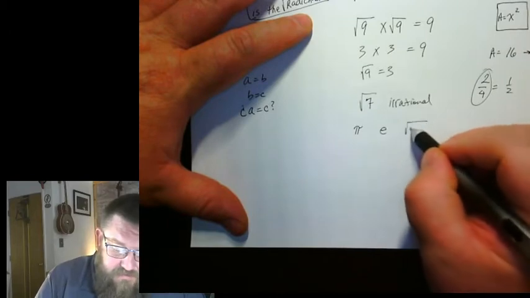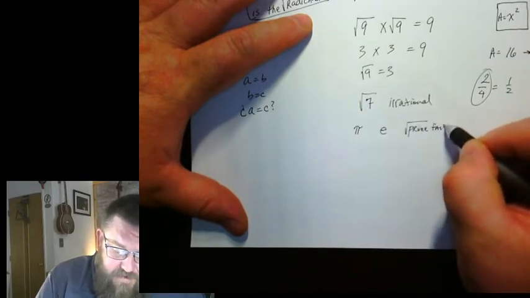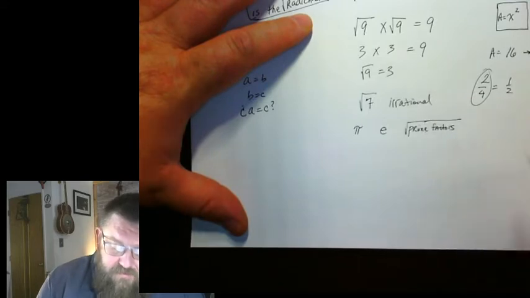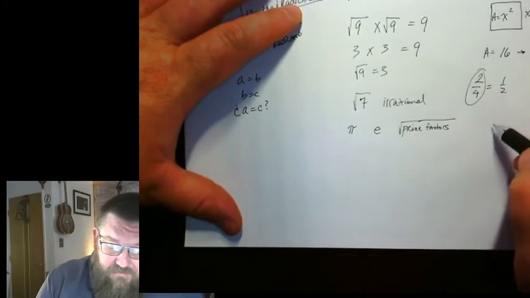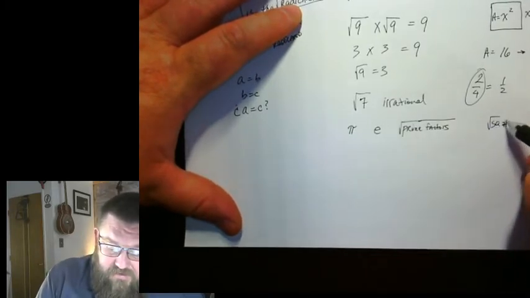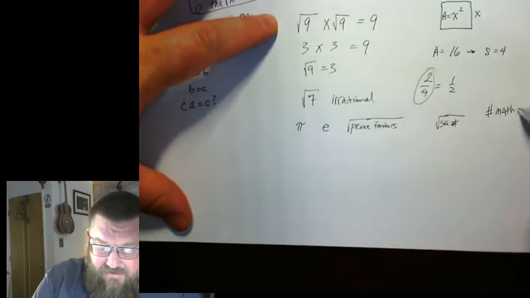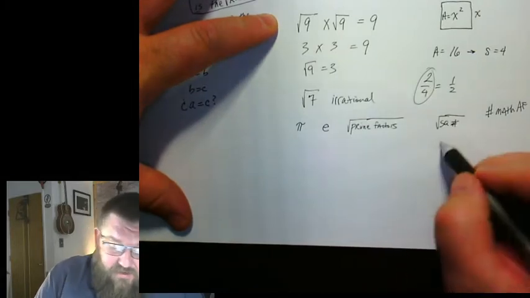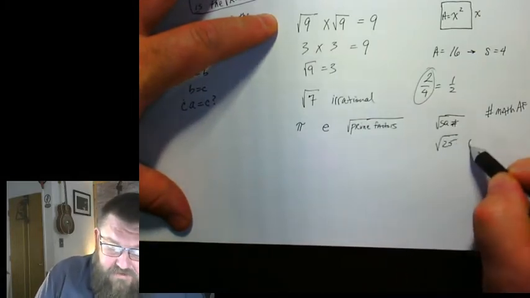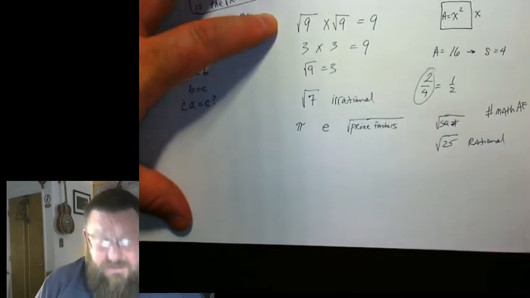And if you have the square root of a number that has prime factors, it's going to be irrational. Now, if it is the square root of a square number, that's not a hashtag, that's a number. This would be hashtag, right? Math AF, always factor. If you have the square root of a square number, like 25, then that's rational, because you can simplify it and you can write it as an integer.